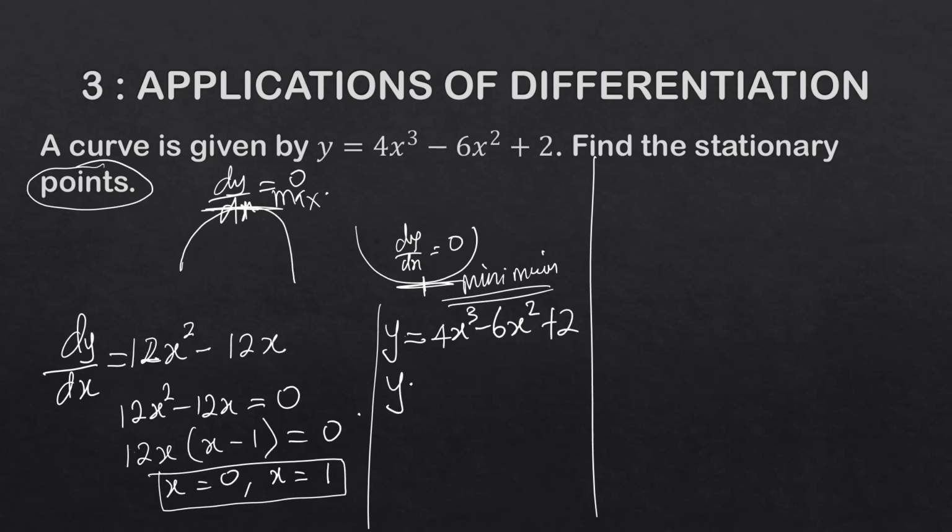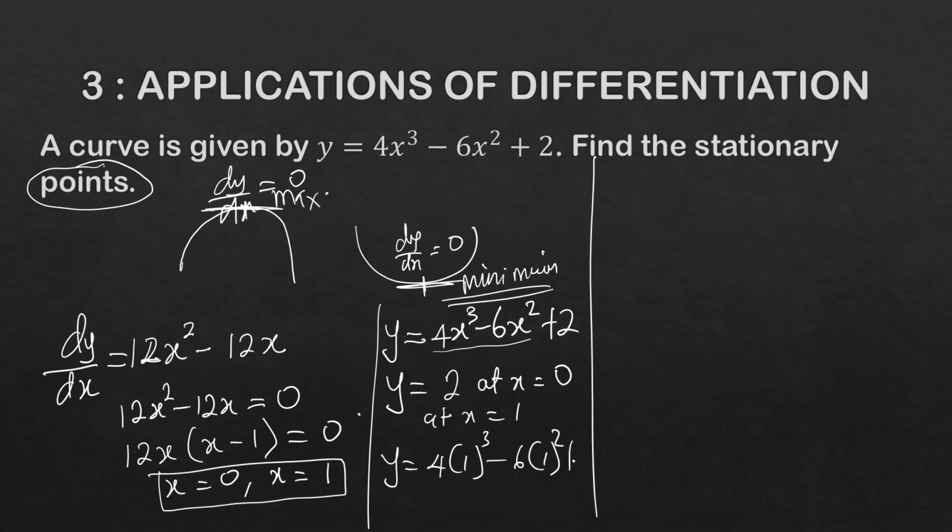The first one, y is equal to what? y is going to be equal to 2 at x equal to 0. If you substitute x as 0 in this equation, you have y as 2. Then at x equal to 1, y is going to be equal to 4(1) raised to 3 minus 6(1) raised to 2 plus 2. So this is going to be 4 minus 6 plus 2. And at this point, y is going to be 0.